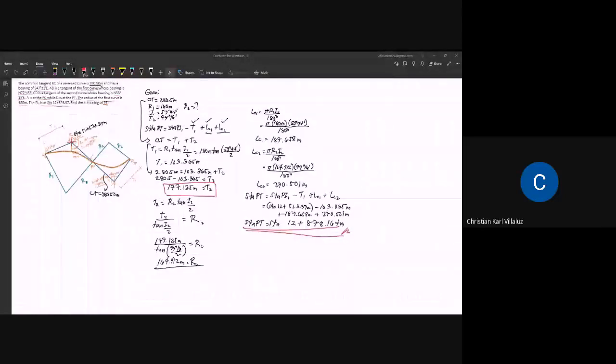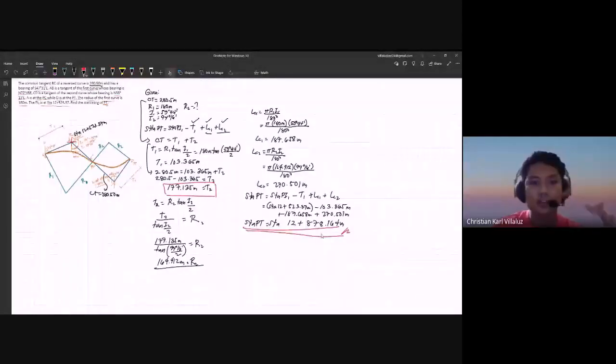Okay. So, tapos na tayo sa reverse curve. Any question sa reverse curve? Wala naman. Okay, next.